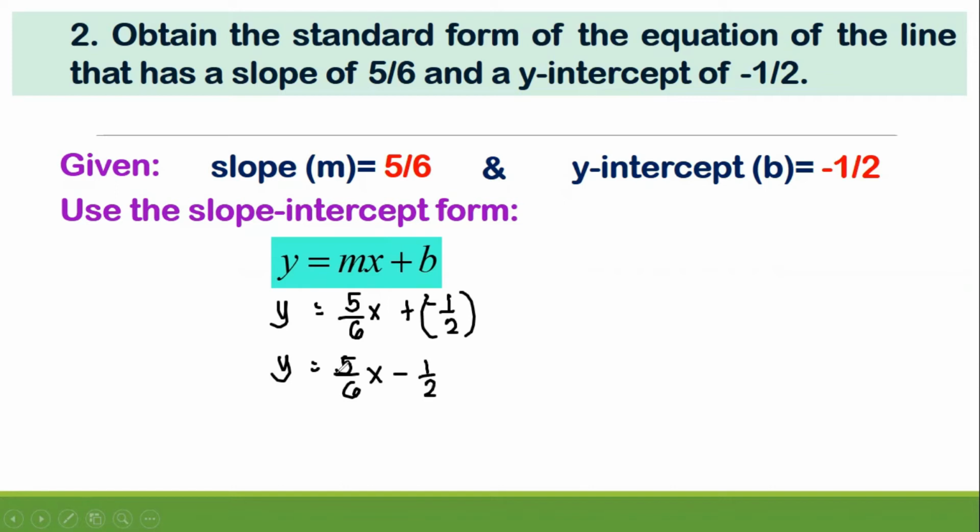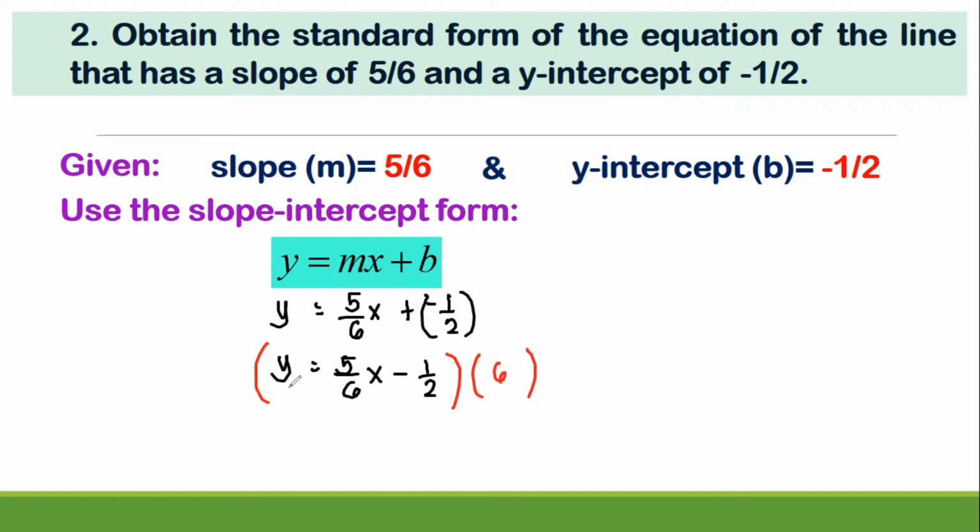Okay, so what are you going to do here? We're dealing with fractions. Don't you worry if you are dealing with fractions. All you have to do is just get rid of the denominators, eliminate the denominators. And how do we do that? Simply, we multiply the whole equation by the LCD, which is the LCD of 6 and 2, which is 6. So again, multiply each term by 6.